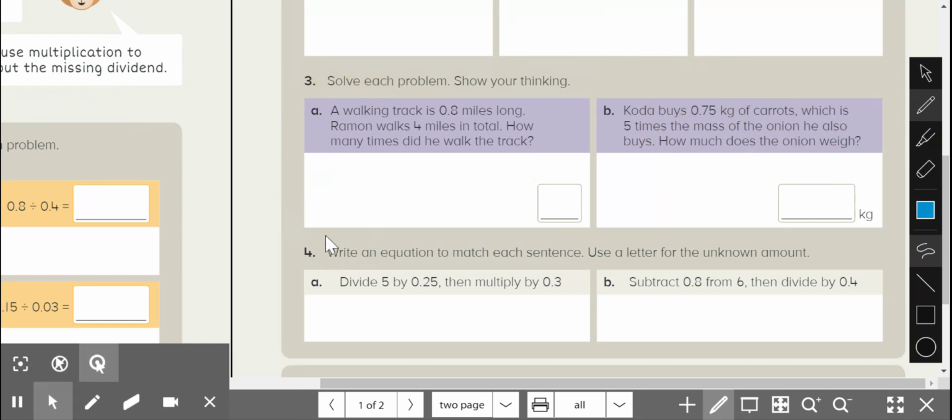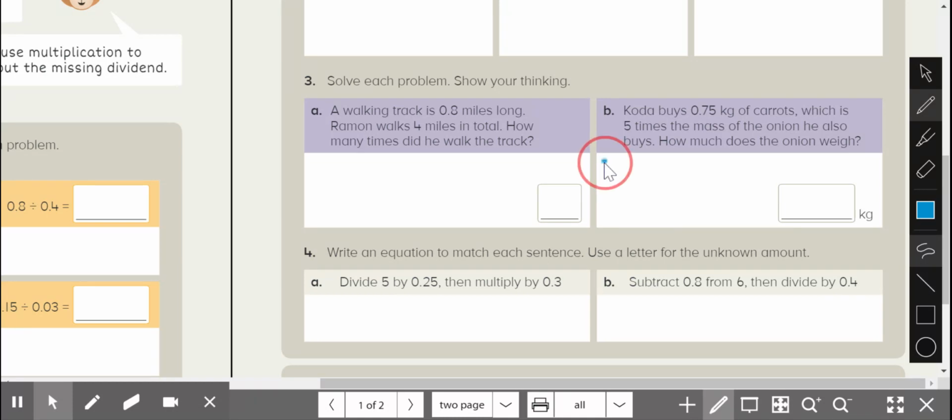Part B says that Coda buys 7,500 kilograms of carrots, which is 5 times the mass of the onion he also buys. How much does the onion weigh? 5 times the mass of the onion he also buys. Okay. For me on this one, it does look like the best way to do this is to start by looking at it as a multiplication problem. We see 5, and it says times, so that's simple. We're going to just put the times symbol there, times the mass of the onion.